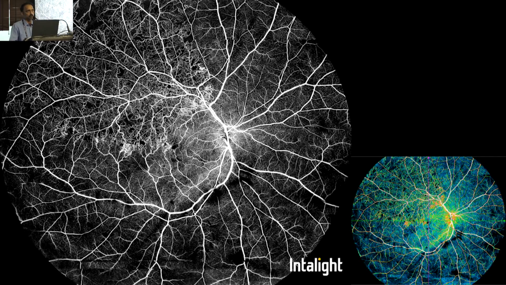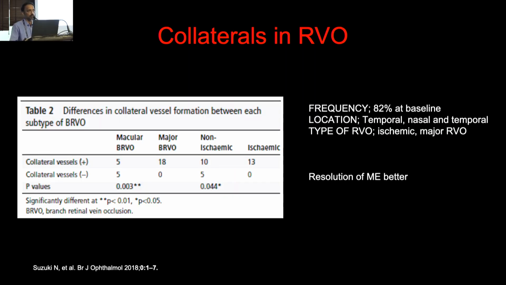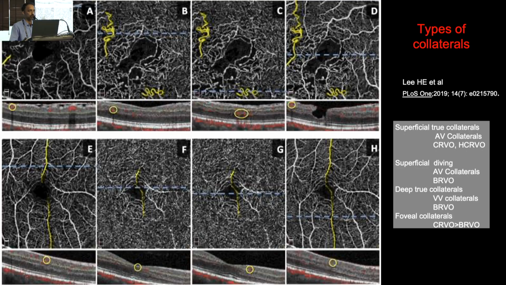This is a patient with a wide field image showing collateral, showing good perfusion. We know this patient will do very well. So collaterals are important, and now studies have shown that collaterals are seen much early. We used to think that they appear by around 3 months. It's not so. The collaterals start forming right from the time of the occlusion, and this has been shown, and these patients have good resolution of macular edema.